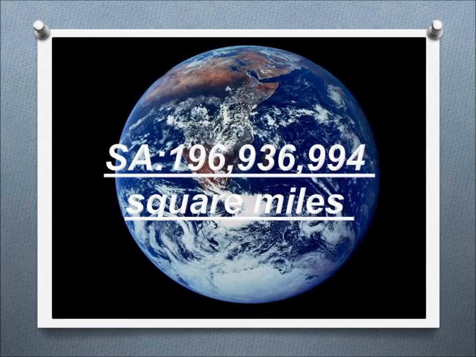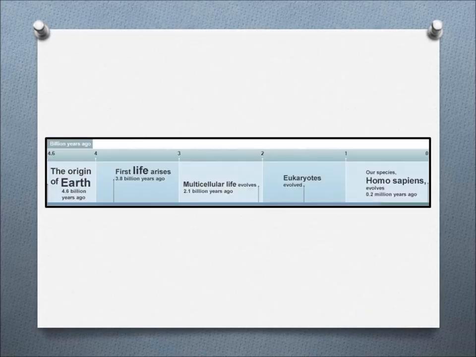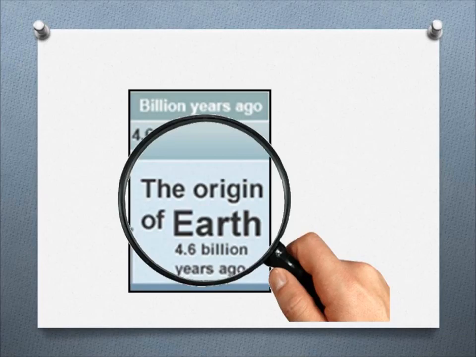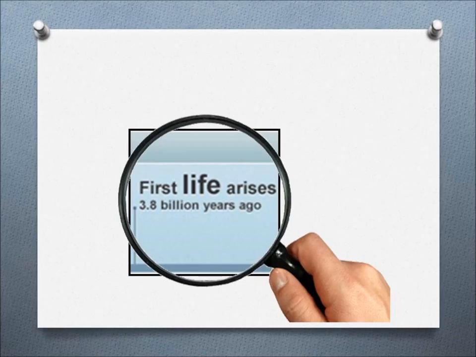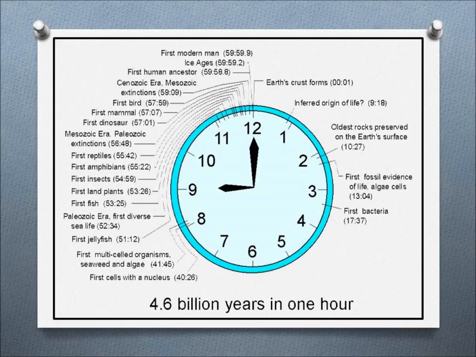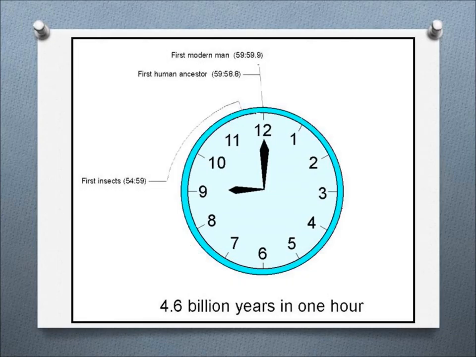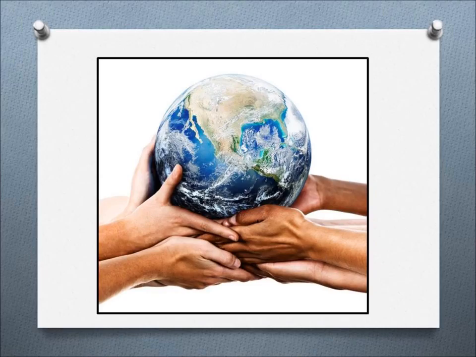So before we get the ball rolling, I would like to point out how big the Earth is. The estimated surface area of the Earth is about 196 million square miles. So you can say that the Earth is really vast. It is also really old, at around 4.6 billion years old. And life appeared on Earth some 3 billion years ago. So you could say that life appeared on Earth rather quickly.